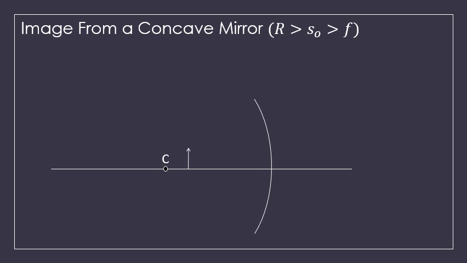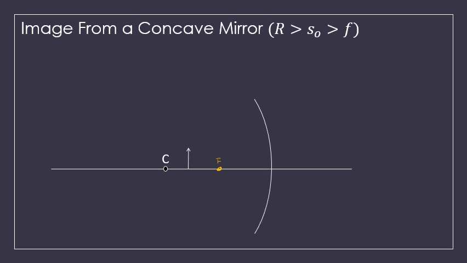Let's see what happens if we move our object around a little bit. So now we're going to go inside the radius of curvature, but not all the way to the focal point. So I'm going to put the focal point on there. Remember, the focal point is halfway between the center of curvature and the mirror.